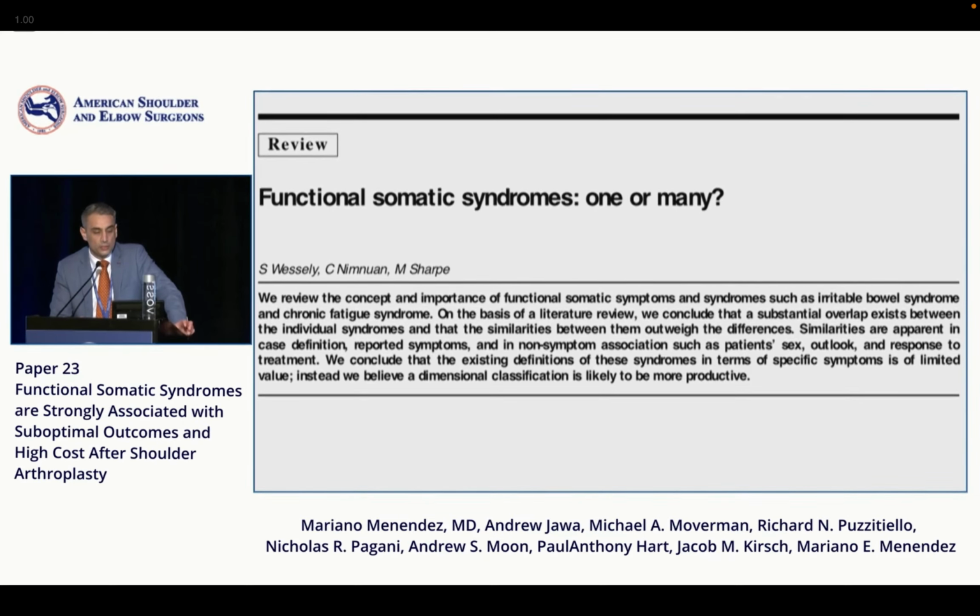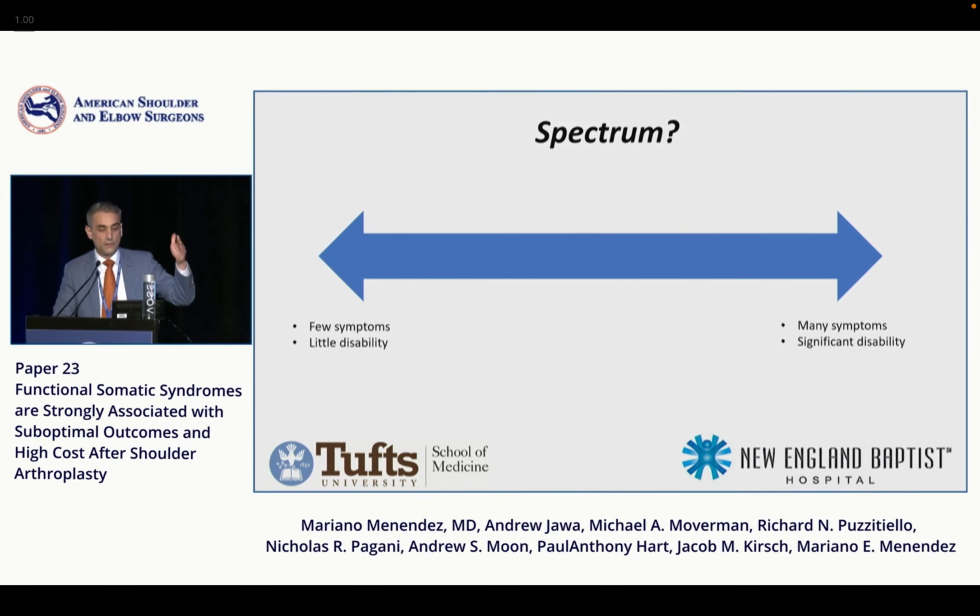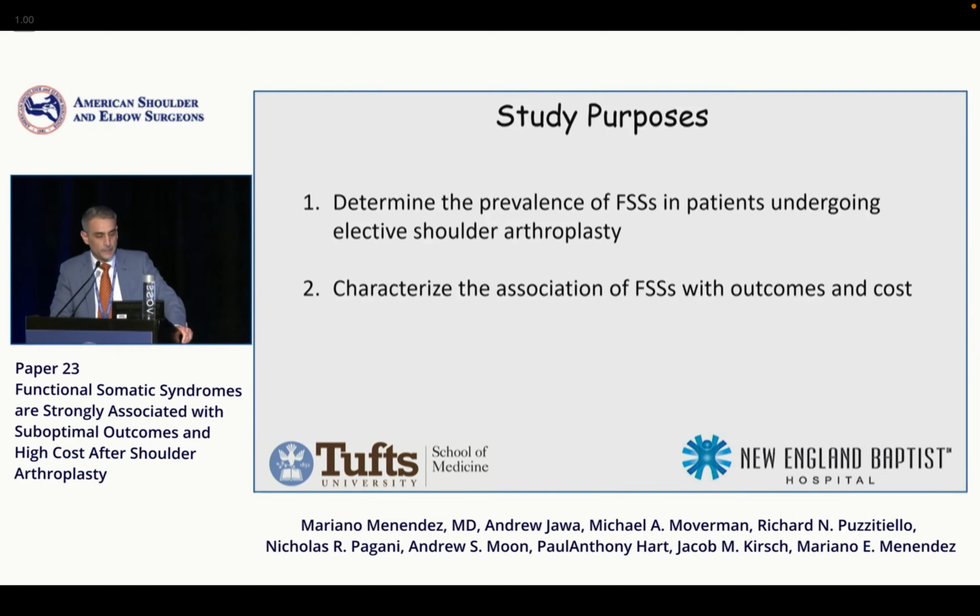But before you ask the question of how do you look at this, there's this notion that functional somatic syndromes is just one syndrome, and they have different amounts of disability. So for instance, you might have fibromyalgia and have fewer symptoms and less disability, or fibromyalgia, TMJ, irritable bowel syndrome, and have more disability and more symptoms. So the study purpose here was to determine the prevalence of FSS in patients undergoing elective arthroplasty and characterize the association with outcomes and costs.